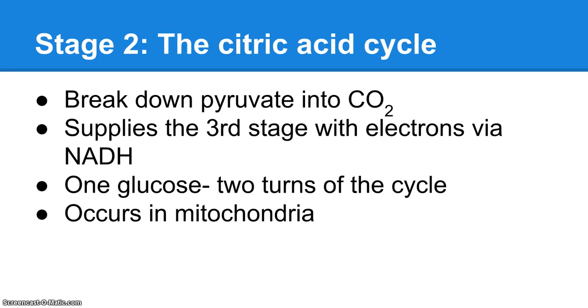The citric acid cycle breaks down pyruvate into carbon dioxide. So still remember, we have 2 pyruvates coming in. It supplies the 3rd stage with electrons via NADH. So we're making these NADHs here within this process in order to send them over to the 3rd stage, the electron transport chain. We had 1 glucose, which made 2 pyruvates, which means we have 2 times that we can turn the cycle. So each time 1 glucose goes in, we have 2 turns of the cycle, and this also occurs in the mitochondria.